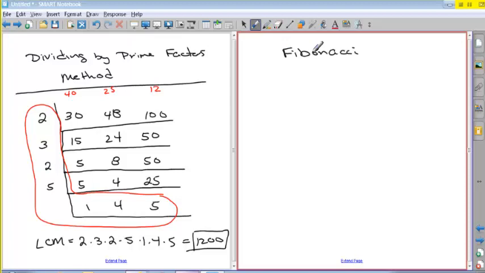So all I'm asking you to do is, I'll give you two terms, and you have to calculate the next one. So, if I start from the beginning, I have 0 plus 1 is 1. 1 plus 1 is 2. So let's put little commas in here. 1 plus 2 is 3. 2 plus 3 is 5. 3 plus 5 is 8. 5 plus 8 is 13. 8 plus 13 is 21. 13 plus 21 is 34.